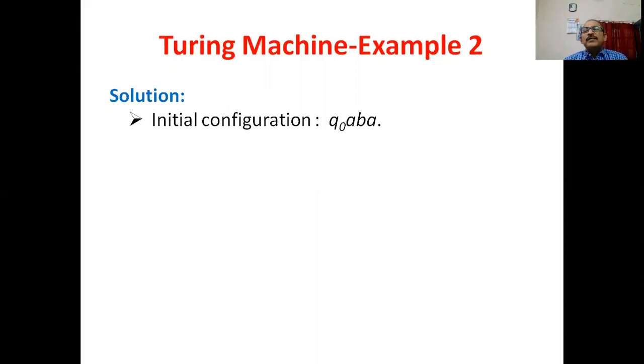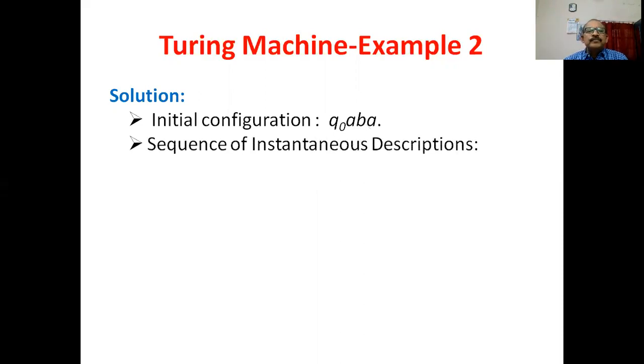As we know, how will we represent the initial configuration? The initial state followed by the input string. Here, what is the initial state? It is Q0, and the input is ABA. The sequence of ID descriptions is as follows. So the machine is in initial state Q0 with ABA.